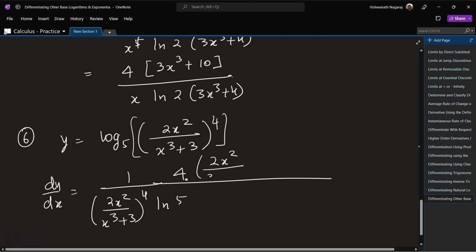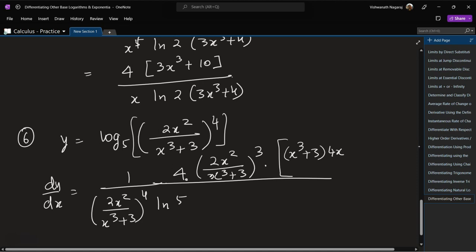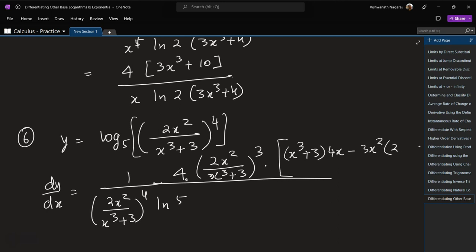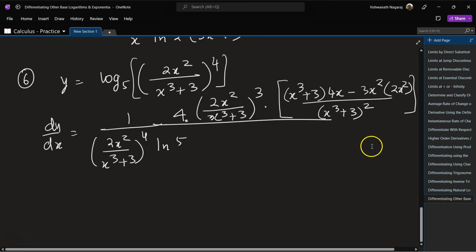2x square by x cube plus 3 cube, times, and now we have to differentiate this. So for that we have to apply the quotient rule. So this would be what? X cube plus 3 times 4x minus 3x square times 2x square, divided by x cube plus 3 squared. Okay, now let's see. Here we have cube, so let's remove this cube.